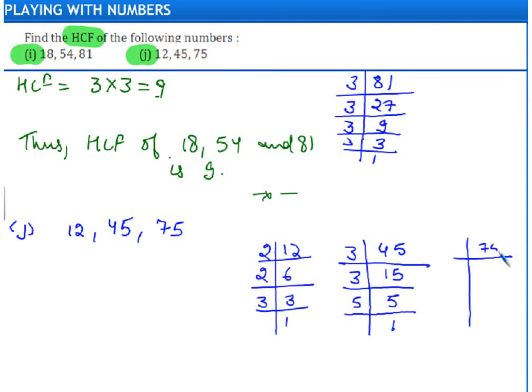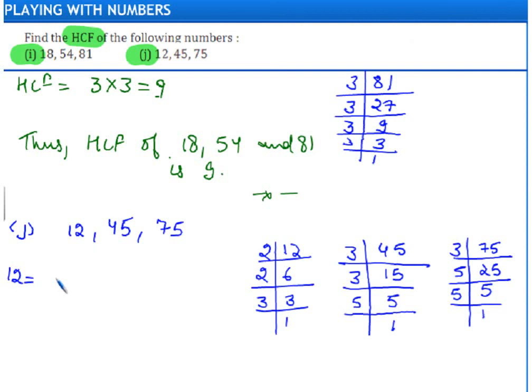Now let us find the factors of 75. Now the smallest prime number which divides 75 is 5. No, the smallest prime number which divides 75 is 3. So first we will divide 75 by 3. That is 3 into 25 is 75. Now 5 is the smallest prime number which divides 25. So 5 5s are 25. Now 5 being a prime number is divisible by itself or by 1. So 5 1s are 5.